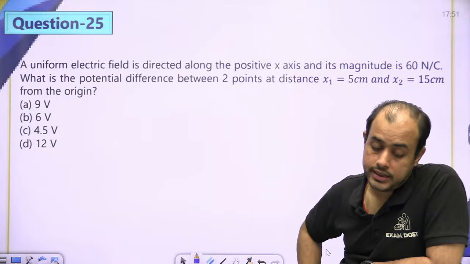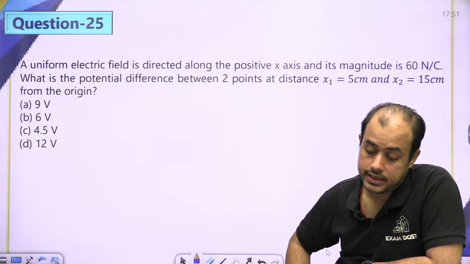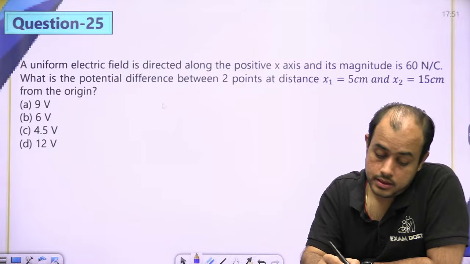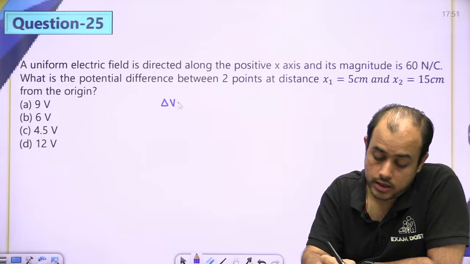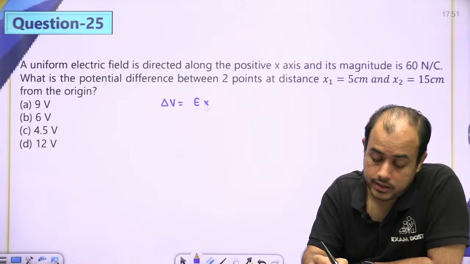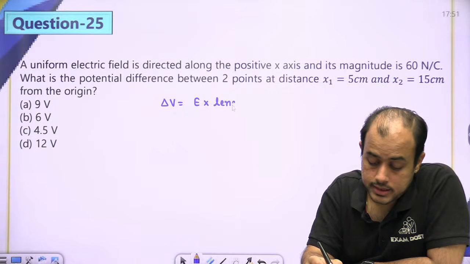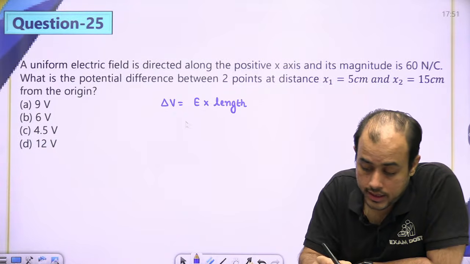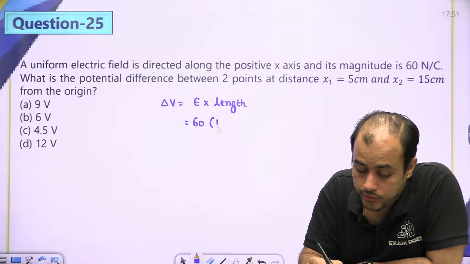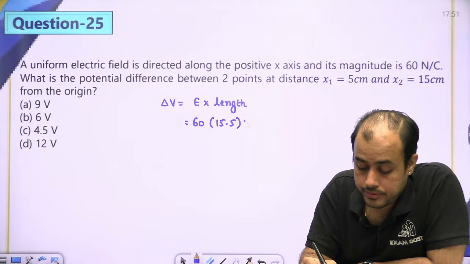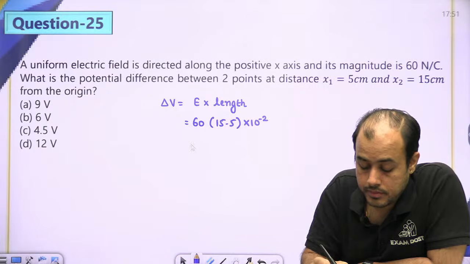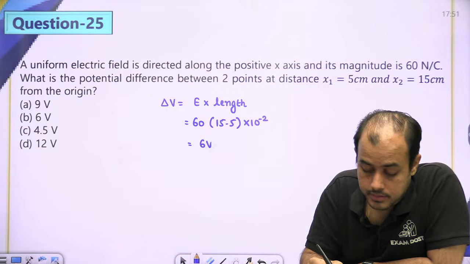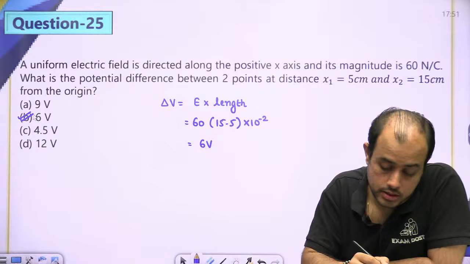Uniform electric field is directed along positive x-axis. Potential difference, because it is a uniform electric field, it is constant. So simple, E into length: 60 into 15 minus 5. 6 volt.